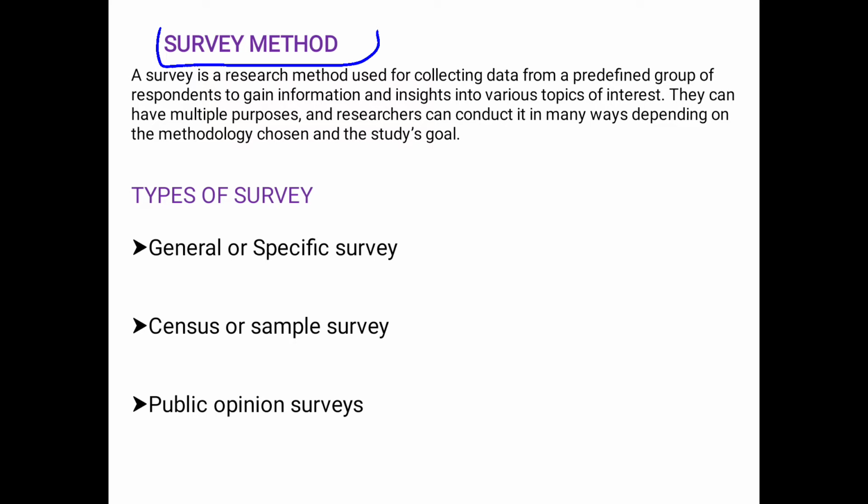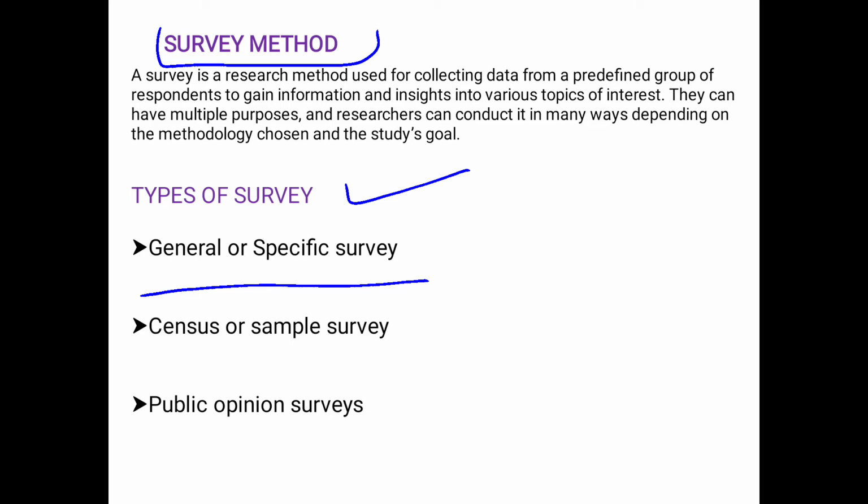Coming to the types of survey research method, the first point: general and specific survey. What do you mean by general survey? A general survey involves collecting information about a population or institution or phenomena without any specific objective. These surveys are usually taken up by the government for providing regular data on socio-economic problems. Census is the best example of a general survey.